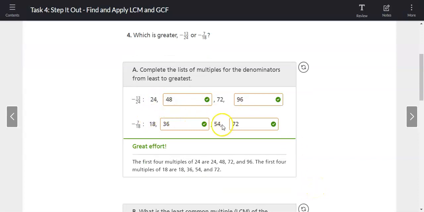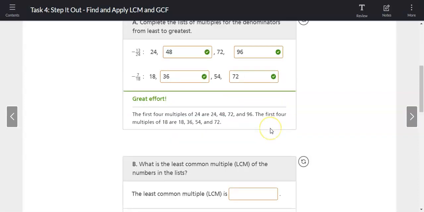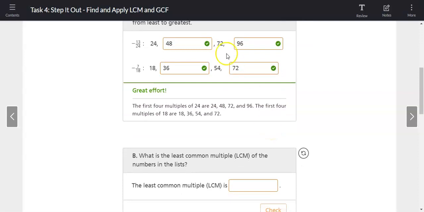If you can't count by those in your head, then you're going to need to come off to your side and do some work. So I took 24 times 1 is 24. 24 times 2 is 48. 24 times 3 is 72. 24 times 4 is 96. And same thing down here. You do 18 times 2 is 36. 18 times 3 is 54. And 18 times 4 is 72. So what is the least common multiple? The one that matches is 72.